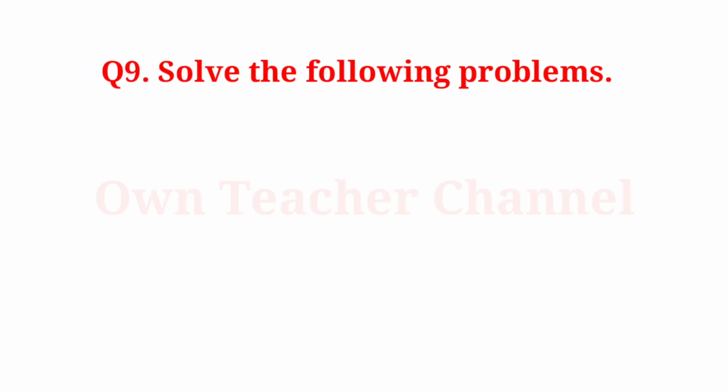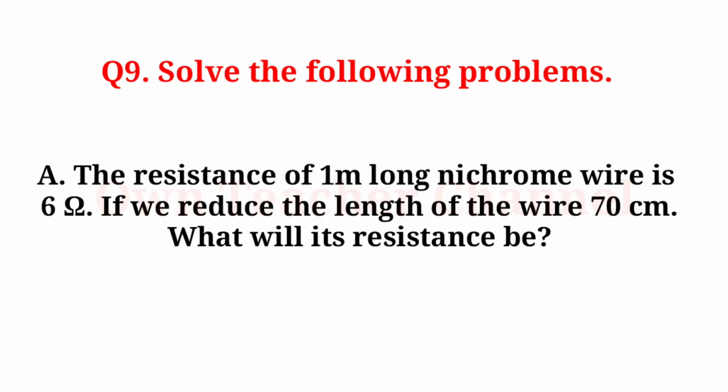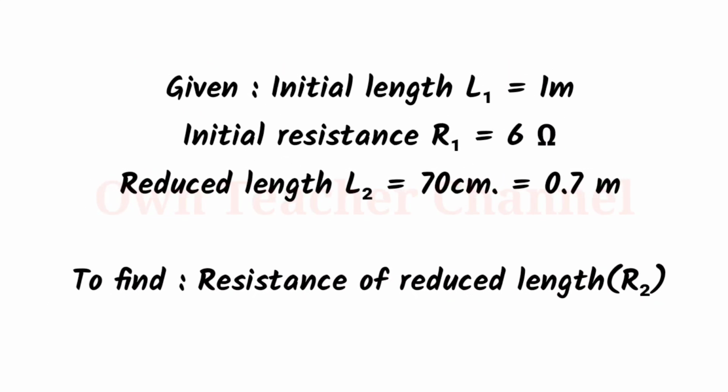Question 9. Solve the following problems. A. The resistance of a 1 meter long nichrome wire is 6 ohm. If we reduce the length of the wire to 70 cm, what will its resistance be? Given initial length L1 is 1 meter, initial resistance R1 is 6 ohm, reduced length L2 is 70 cm means 0.7 meter, and we have to find here resistance of reduced length means R2.